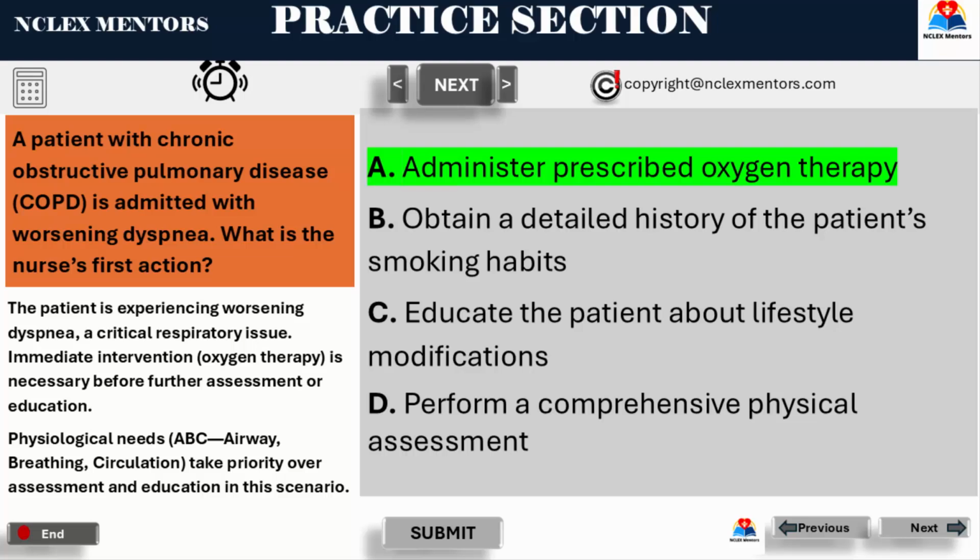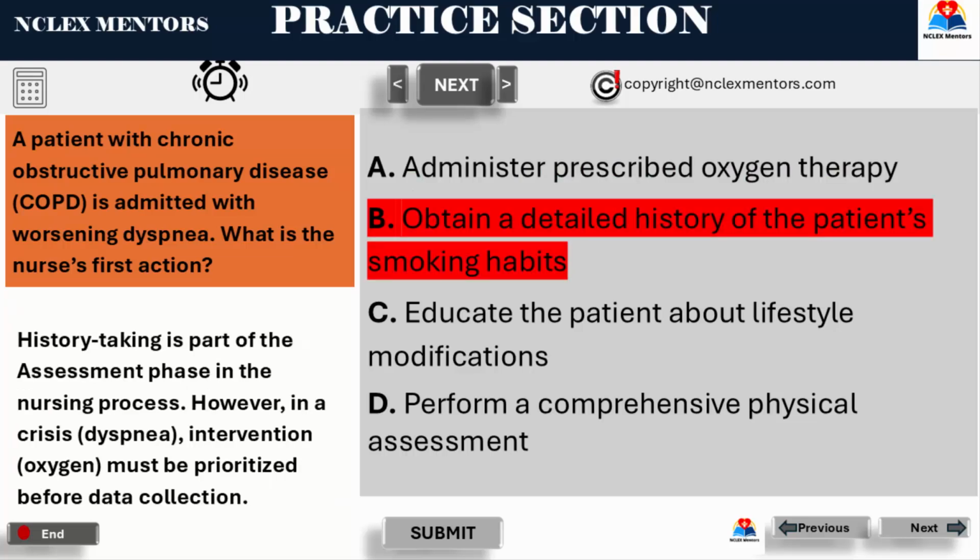Now, according to Maslow's hierarchy and the ABCs, airway, breathing, circulation, oxygenation must always come first. The nurse needs to address physiological needs first before doing anything else, even before performing a physical assessment or providing education. Why are the other options incorrect?